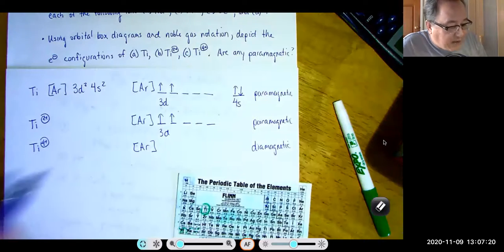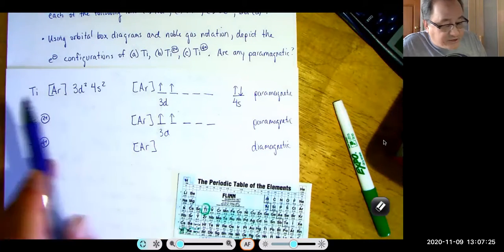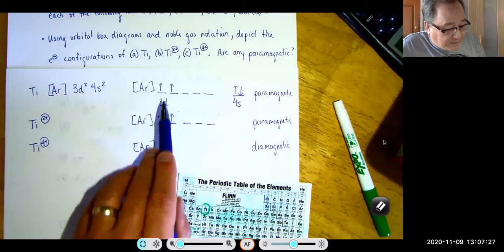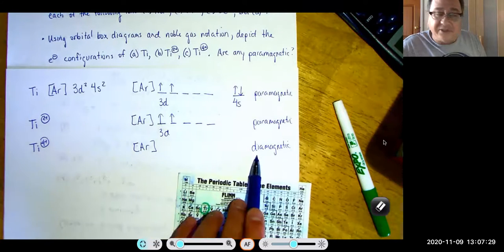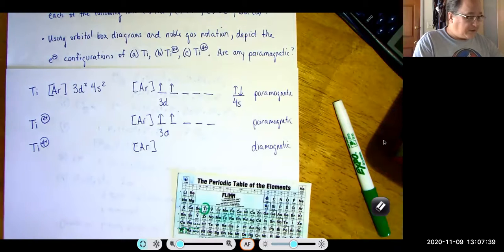Paramagnetic simply means that you have electrons that are unpaired. So this has 2 unpaired electrons. This is 2 unpaired electrons. Diamagnetic means they're all paired. All the noble gases, their electron configurations are diamagnetic. So any questions on this one?